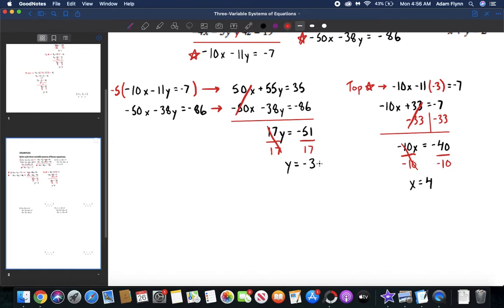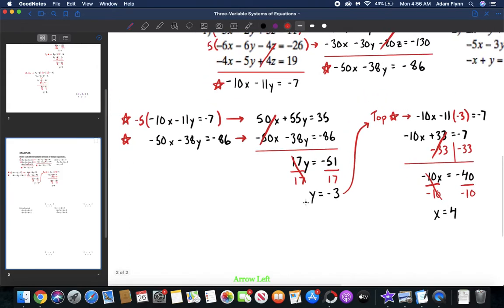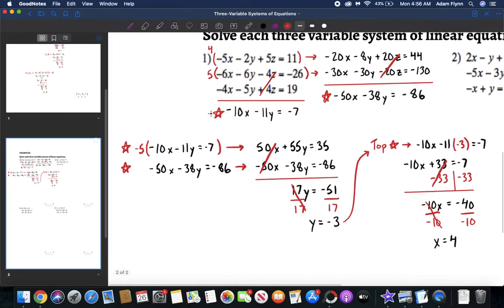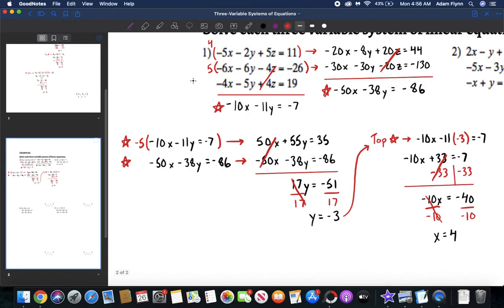So I took this negative 3 for y, I plugged it into my top star equation, and I was able to solve for x. So now I am going to take my x and my y, pick one of my original equations, and solve for my z. Okay, so if I take a look at my three equations here, it doesn't matter which one. Per usual, you should still get the same solution no matter which one you choose. It's actually a good exercise to use multiple equations to check and make sure you're getting the same answer for all of them. So I am going to use the top equation.